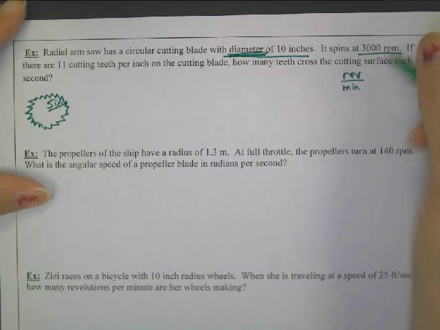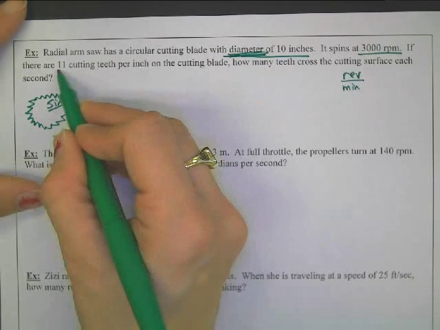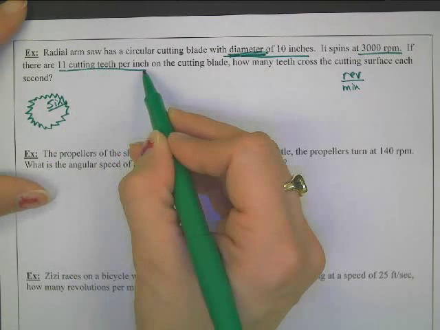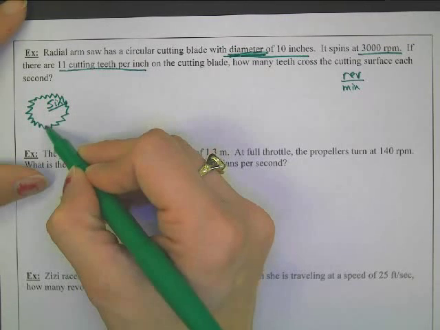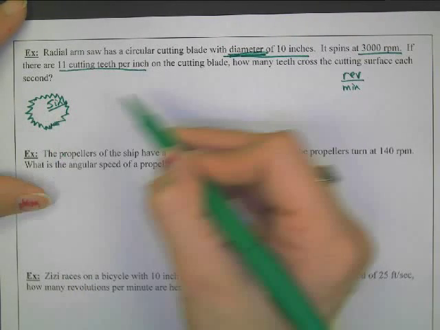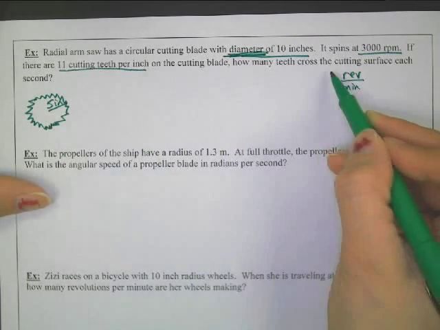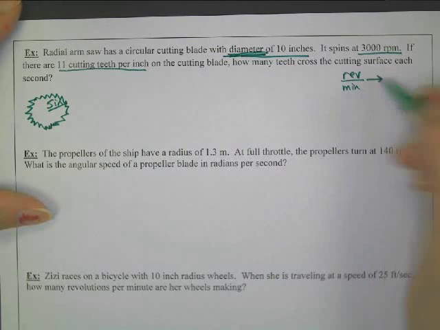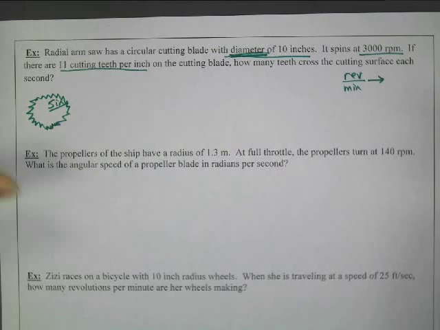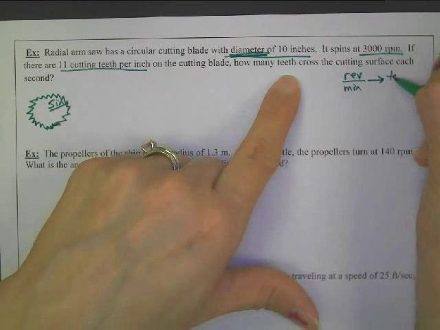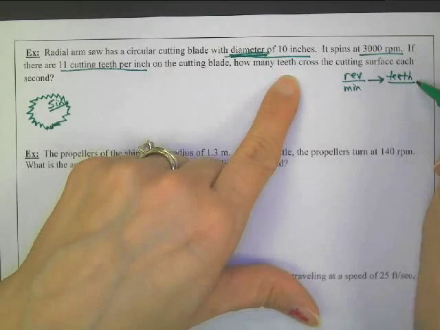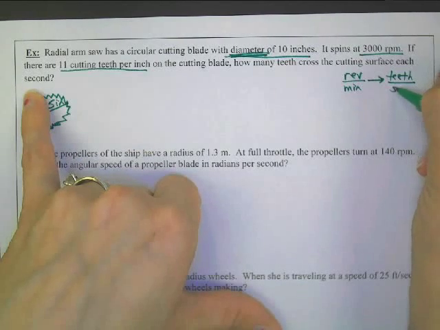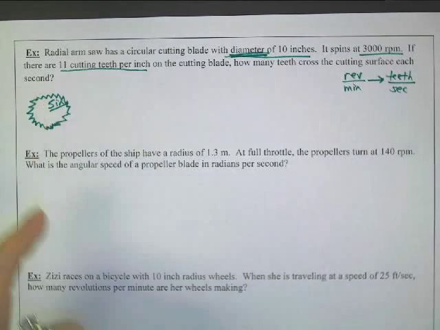Okay, that's what I have. If there are 11 cutting teeth per inch, that's nice. Wow, that means there's 11 teeth in just 1 inch. How many teeth cross the cutting surface each second? So I need to turn revs per minute into teeth per second. Well, that's a little unusual, but that's okay.